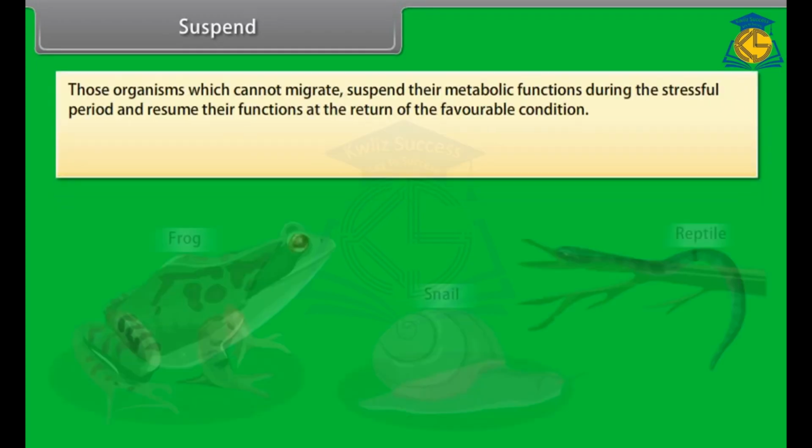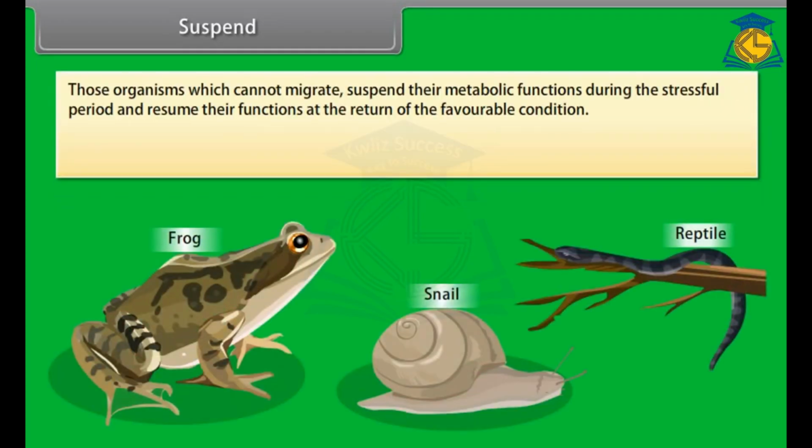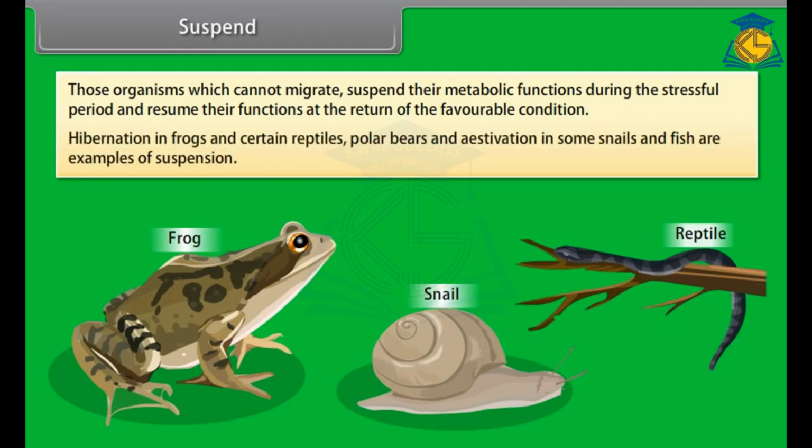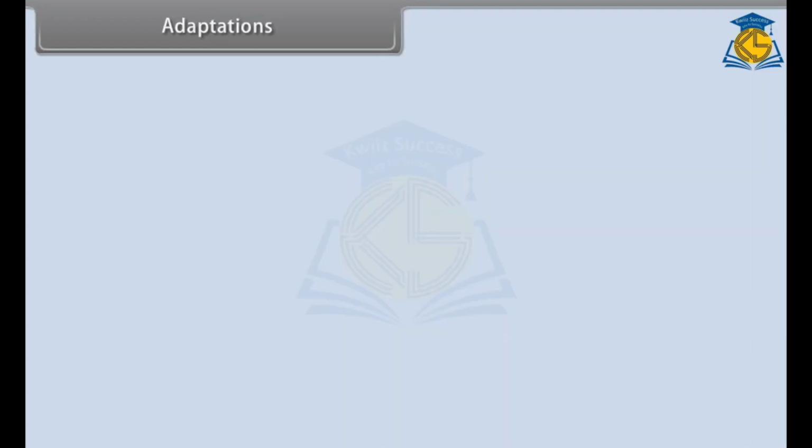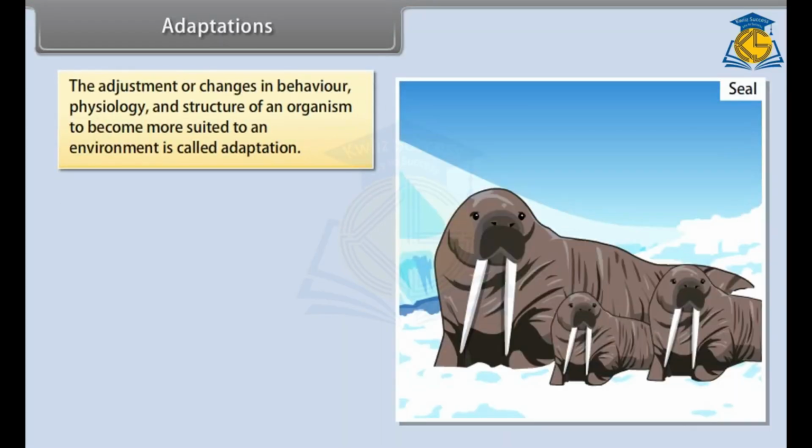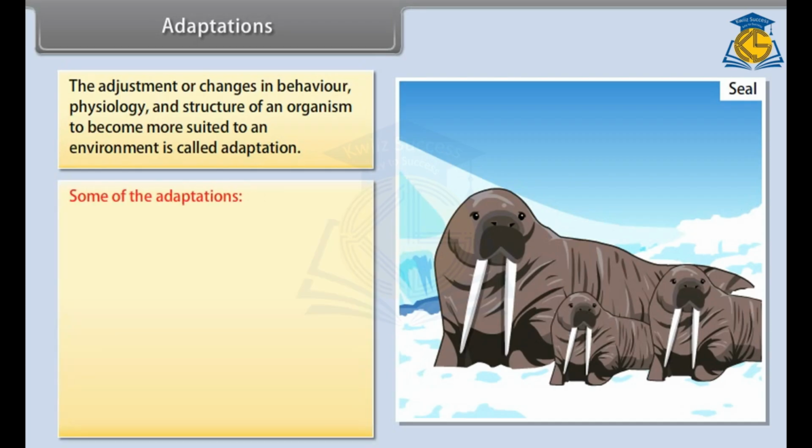Suspend. Those organisms which cannot migrate suspend their metabolic functions during the stressful period and resume their functions at the return of favorable conditions. Hibernation in frogs and certain reptiles, polar bears, and estivation in some snails and fish are examples of suspension. Adaptations. The adjustment or changes in behavior, physiology, and structure of an organism to become more suited to an environment is called adaptation.